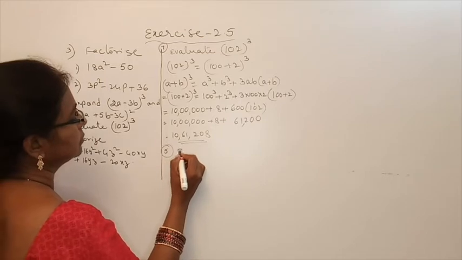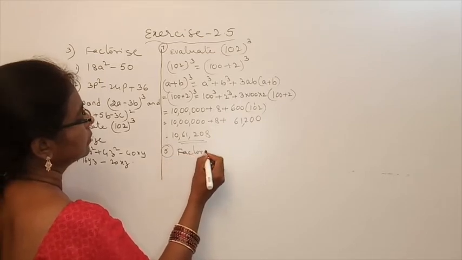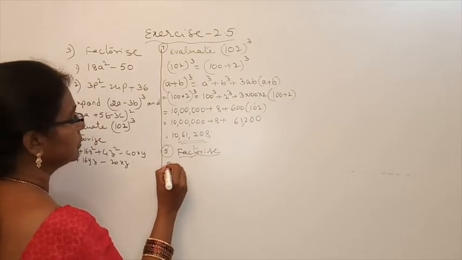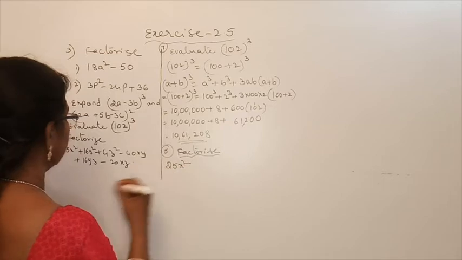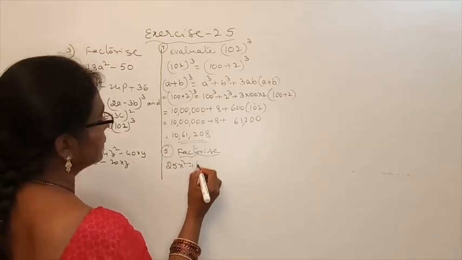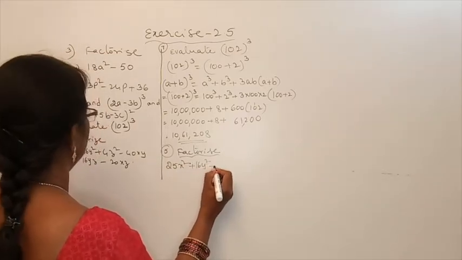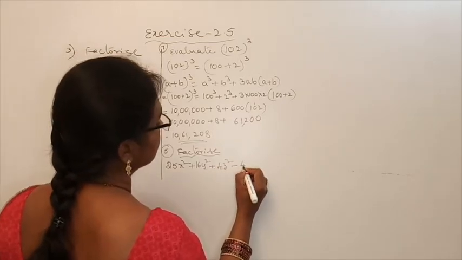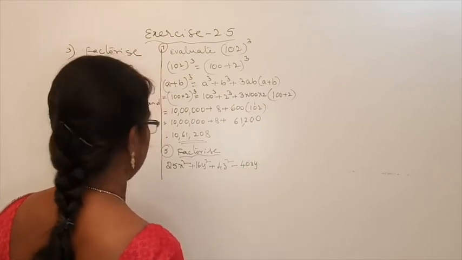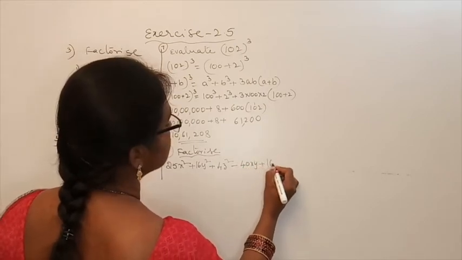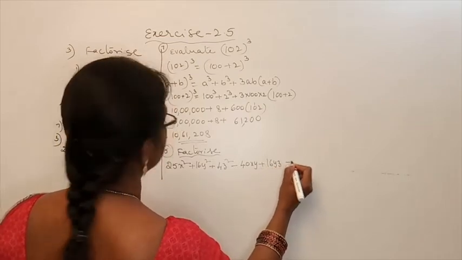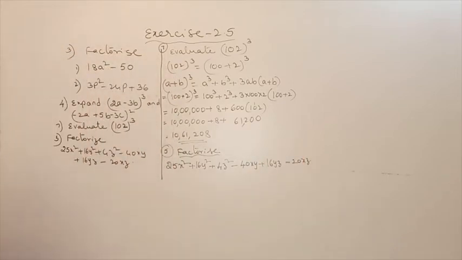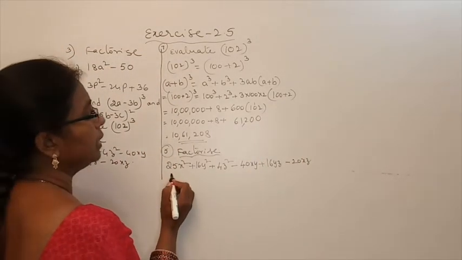Next, this is the 7th bit, 5th bit. Factorize 25x square plus 16y square plus 4z square minus 40xy plus 16yz minus 20xz. Now here, what is the identity?